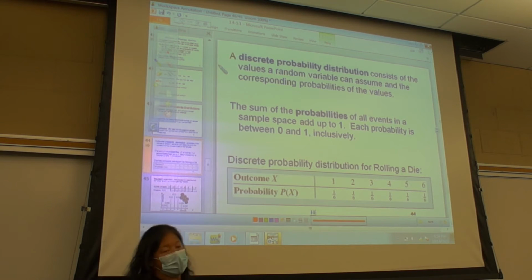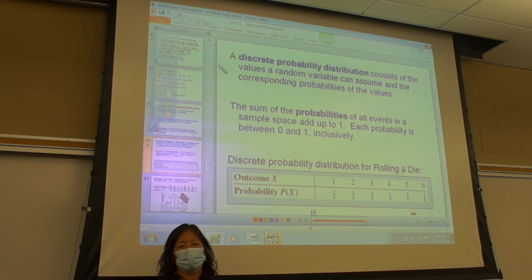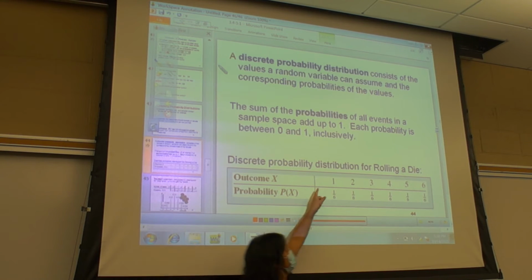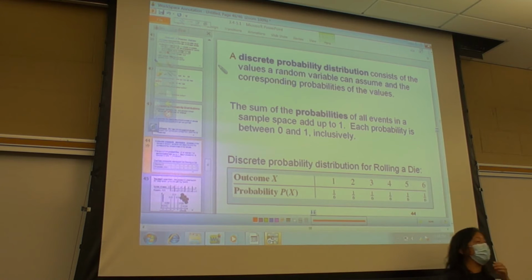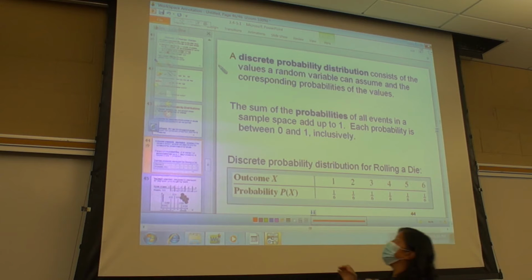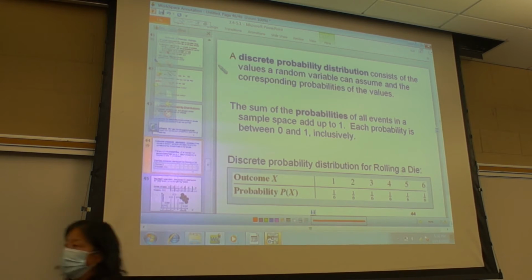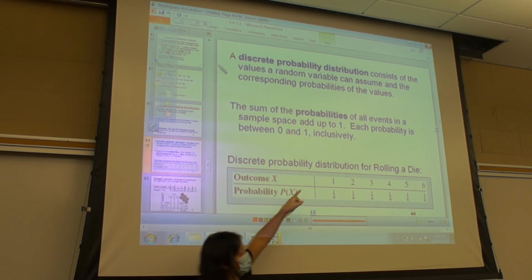What are the possibilities? What are the outcomes for a roll of dice? What could I possibly get? 1 through 6. Those are all the possibilities. That's my sample space. Right? My sample space is 1 through 6. So a discrete probability distribution is where you list all of your possible x's, your sample space, what you could possibly get. X is what you can get. Then you have the probability of x, which is the probability of each of these outcomes.